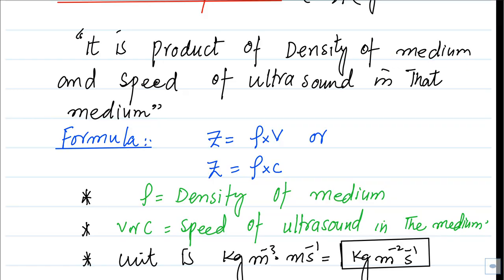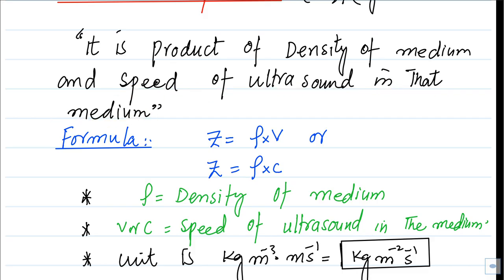It is asked to you to state what is acoustic impedance. So beta, you have to remember these lines what I'm going to tell you. It is the product of density of the medium and speed of the ultrasound in that medium. Or you can say it is the product of density of medium and the speed of ultrasound in that medium. But don't write it is the product of density and speed. Never, never ever. Write: density of medium and speed of ultrasound in that medium.